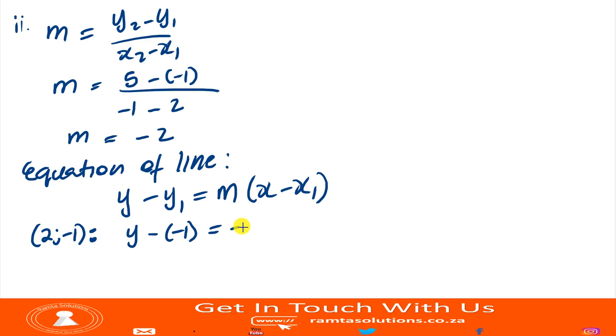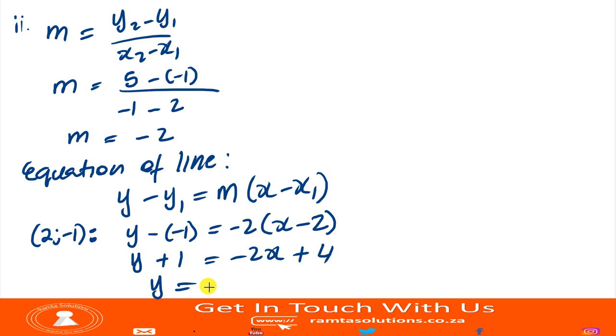And what is our gradient? It is negative 2. What is x sub 1? It's 2, right? So this is y plus 1 equals negative 2x plus 4. So this is y equals negative 2x plus 3, isn't it? This is negative 2x plus 3. Remember, let's call this one line 2, okay?